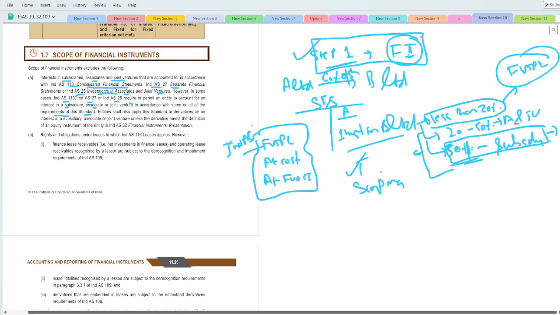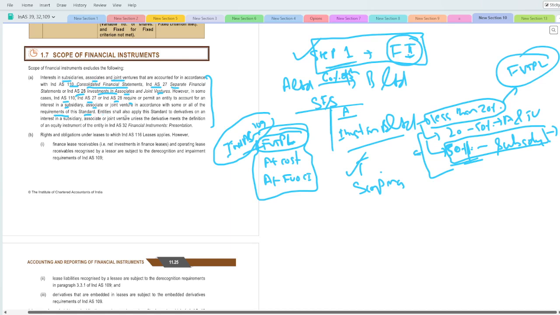So it is saying that sometimes this particular accounting standard, like 110 and 27, says that okay, you can refer to accounting standard 109 also. So if you are referring to accounting standard 109, then this FVTPL will be there. Correct. So we will cover this later on, but I'm just giving you a high-level overview of this. So this is a very interesting case.